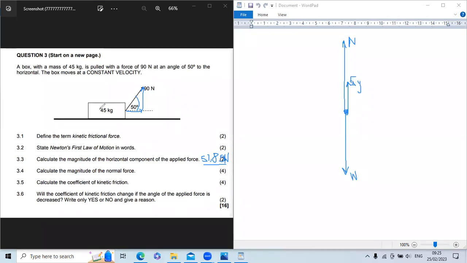Since we know that the box is moving horizontally and it's not going up, we know that our weight is equal to the normal force. Sorry, our weight plus the normal force plus our applied force vertically is going to give you 0 newtons. Do you understand that so far?